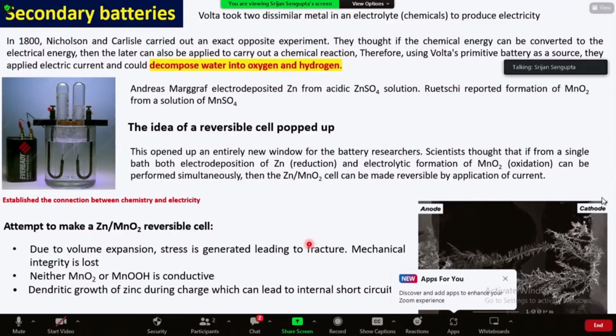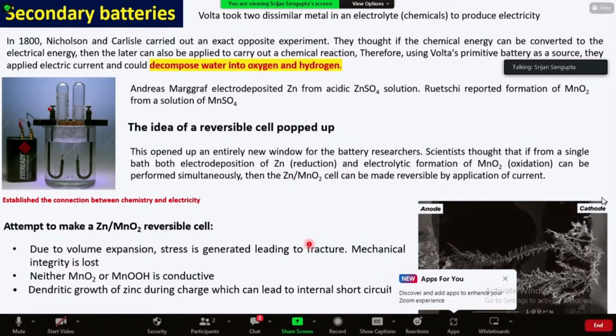So people started thinking that from the same bath, if you can reduce zinc 2 plus to zinc and oxidize Mn2 plus to Mn4 plus, then you can actually come up with a reversible cell made out of zinc and MnO2. So you don't have to spend money on materials every time you use a battery. You just have to fill it with electrical energy and cost will be saved. But they could not do that. Why could they not do that? Because whenever you change Mn2 plus to Mn4 plus, your ionic radius increases, which leads to mechanical strain, which leads to the mechanical failure of the battery. Number two, neither MnO2 nor MnOOH phases are electronically conductive.